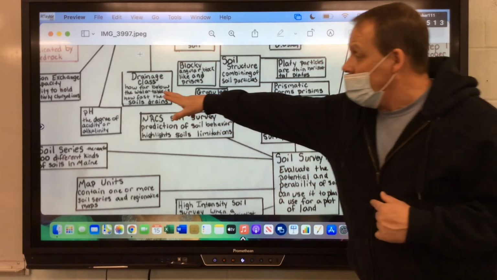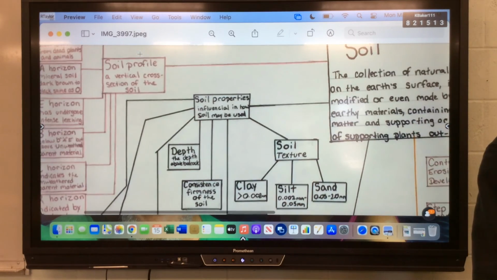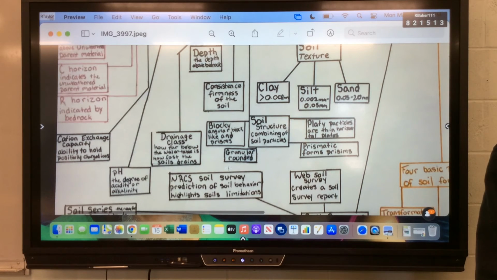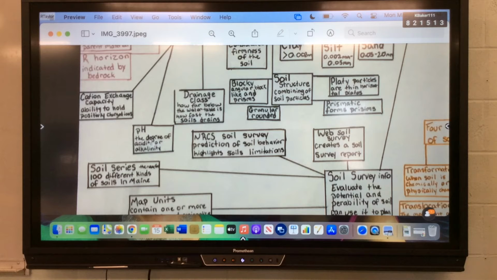So drainage class is another property of soils. And again, here are my soil properties. I'm just following all these little lines down. So there's drainage class. The next thing is pH. How acidic is the soil? Now you might be thinking, well, I thought pH was something in water, right? How acid or basic a soil is.